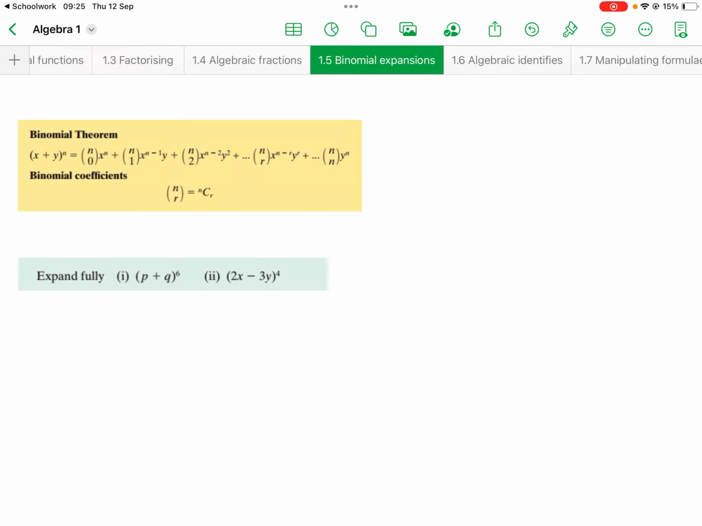Okay, so this video is just going to very quickly show you how to do a binomial expansion. So the yellow box here is your binomial theorem, and that is given in the log tables.